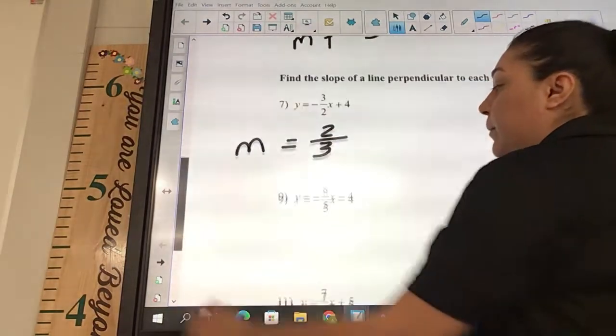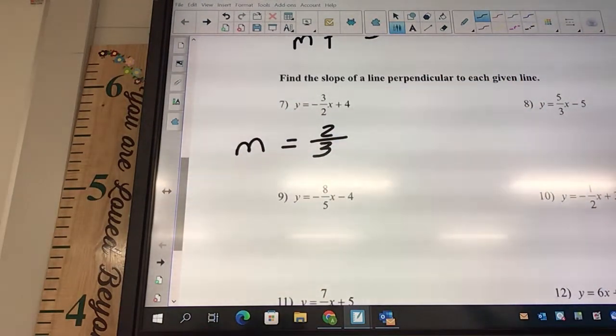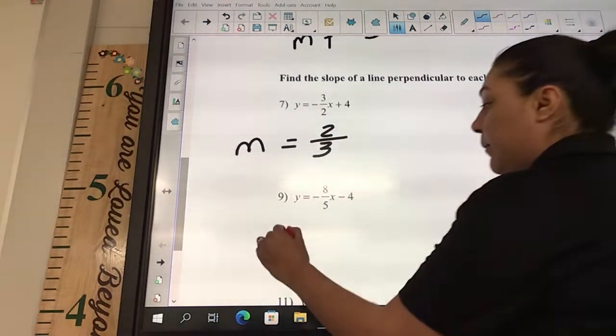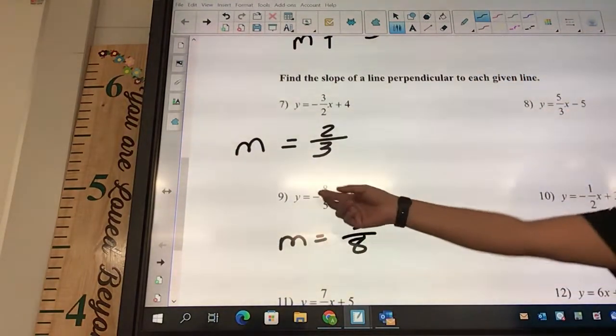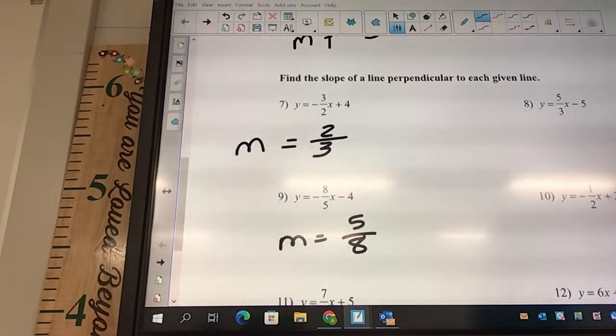Number 9, we got to flip and change. So we're going to flip it. It's going to be 5 over 8, and change it. So it's a negative, so the new one should be positive.